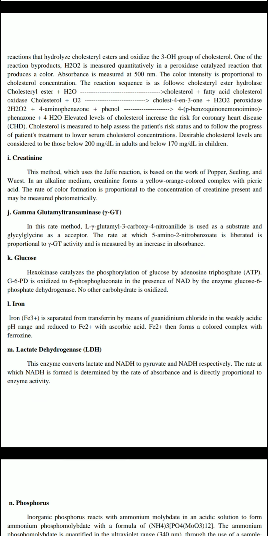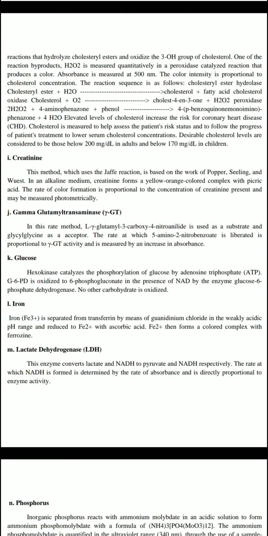Hexokinase catalyzes the phosphorylation of glucose by adenosine triphosphate, ATP. Glucose-6-phosphate is oxidized to 6-phosphogluconate in the presence of NAD by the enzyme glucose-6-phosphate dehydrogenase. No other carbohydrate is oxidized. Now the next test is for iron.